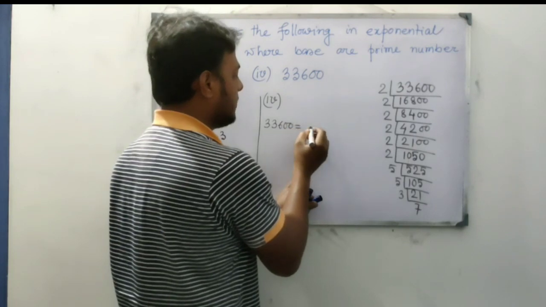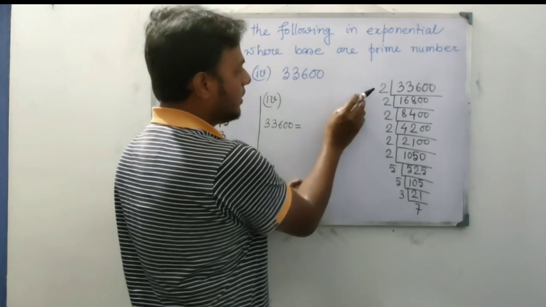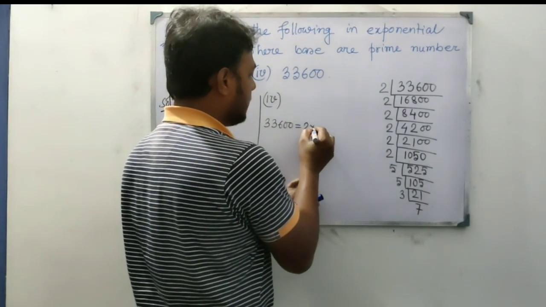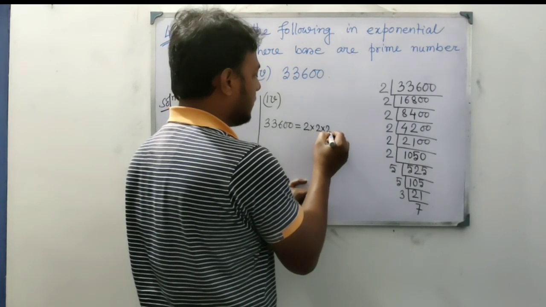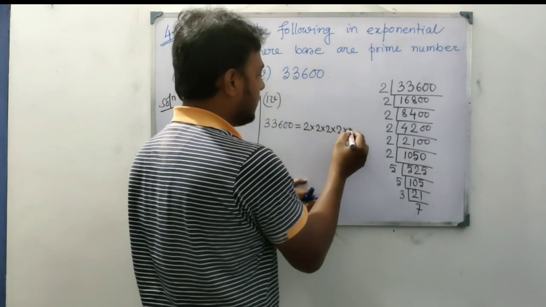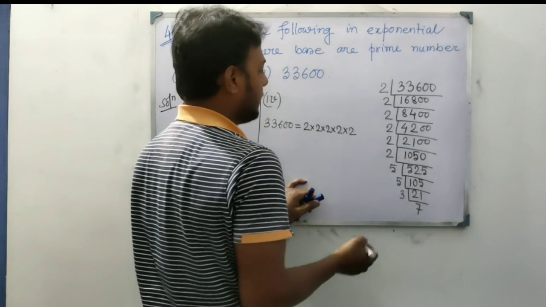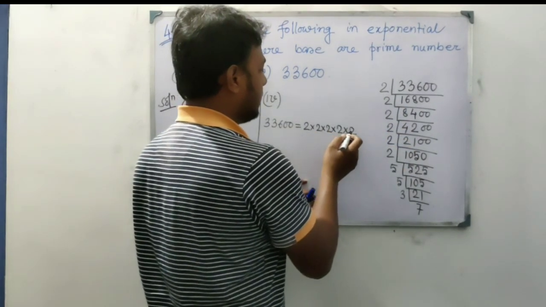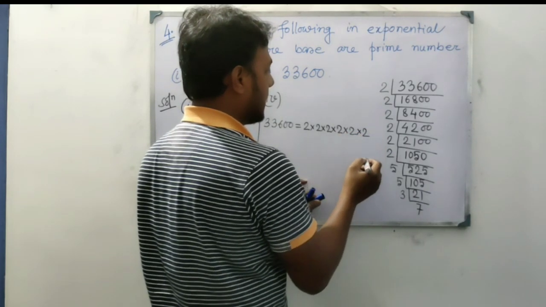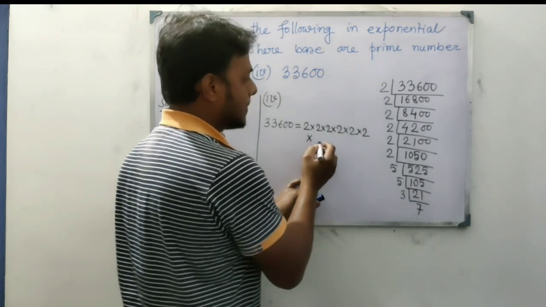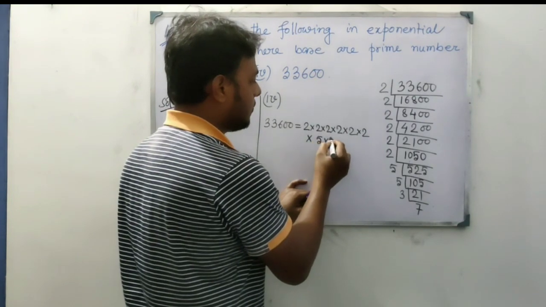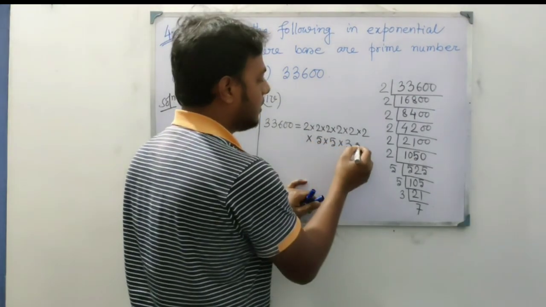So 33600 can be written as, how many times 2 are there? 2 into 2 into 2 into 2 into 2 into 2, that is 6 twos, into 5 into 5 into 3 into 7.